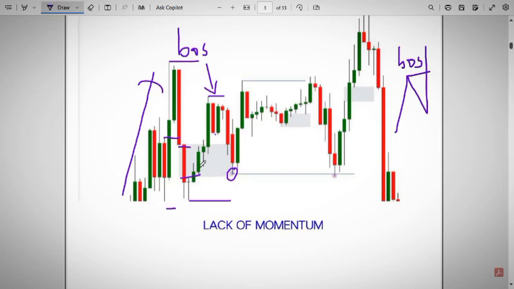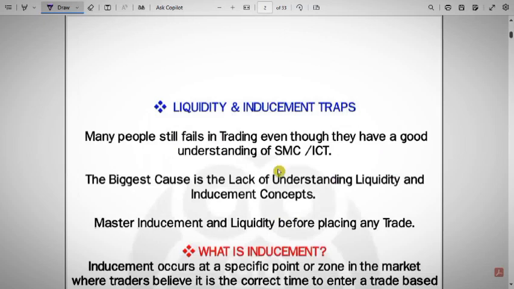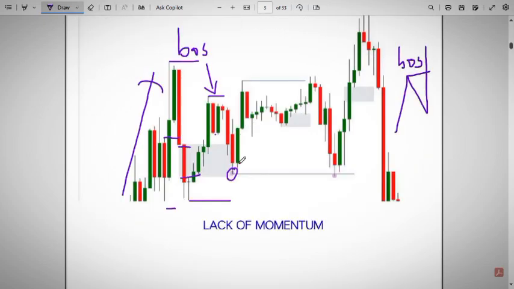So even if you see this inverted fair value gap as one of your points of interest to take an entry, this is going to make you lose money. You're not going to make money in the long run. It's not going to make you any profits here. You're just going to become somebody who's going to be liquidated.